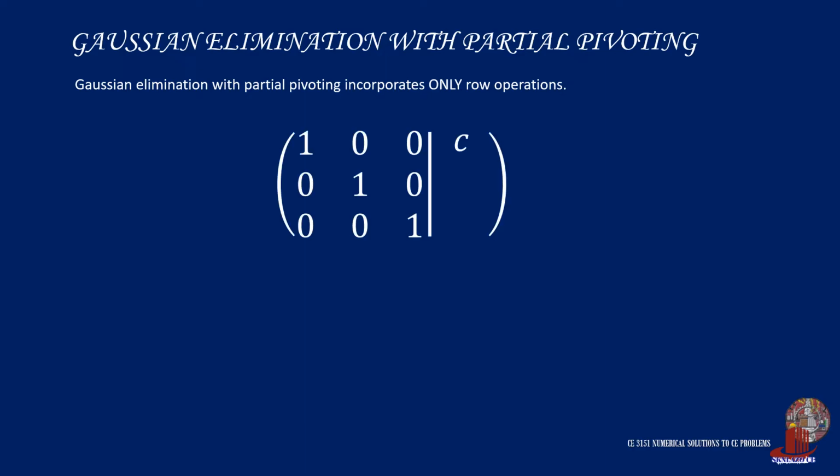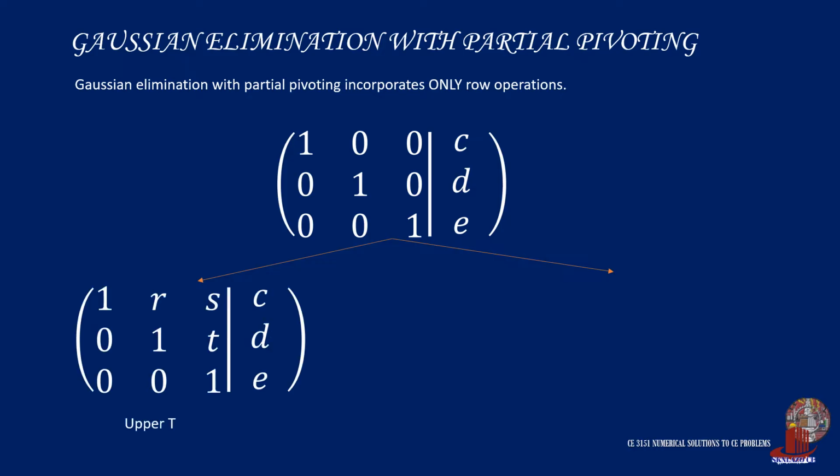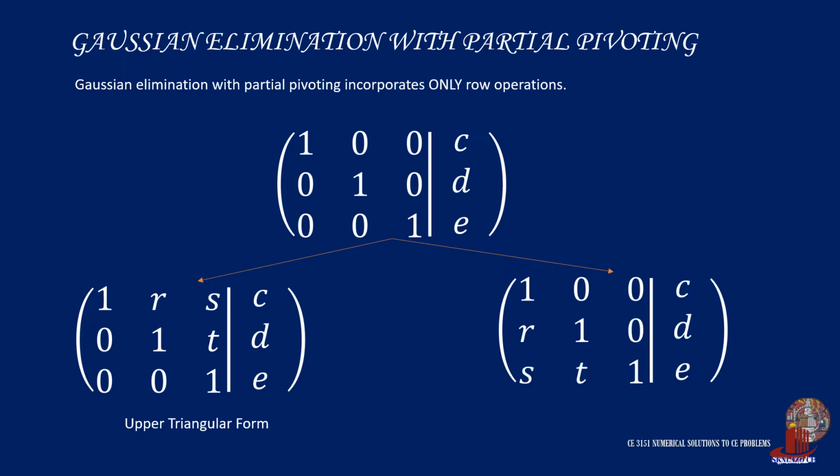In partial pivoting, the only procedure used is through row operations, regardless of the resulting matrix's form. In the upper triangular form, zeros are found below the main diagonal. On the other hand, the zeros are located on top of the diagonal in the lower triangular form.